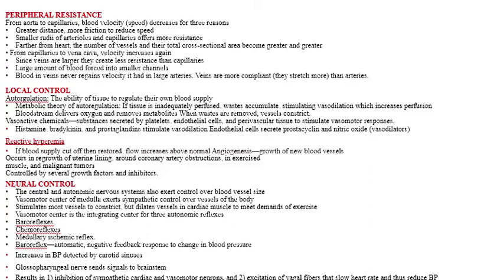The glossopharyngeal nerve sends signals to the brainstem, resulting in inhibition of the sympathetic, cardiac, and vasomotor neurons, and also excitation of the vagal fibers, I mean the vagus nerve, which slows the heart rate and thus reduces blood pressure. So blood pressure is reduced by inhibition of the sympathetic and stimulation of the vagus nerve that innervates the heart to decrease the heart rate.